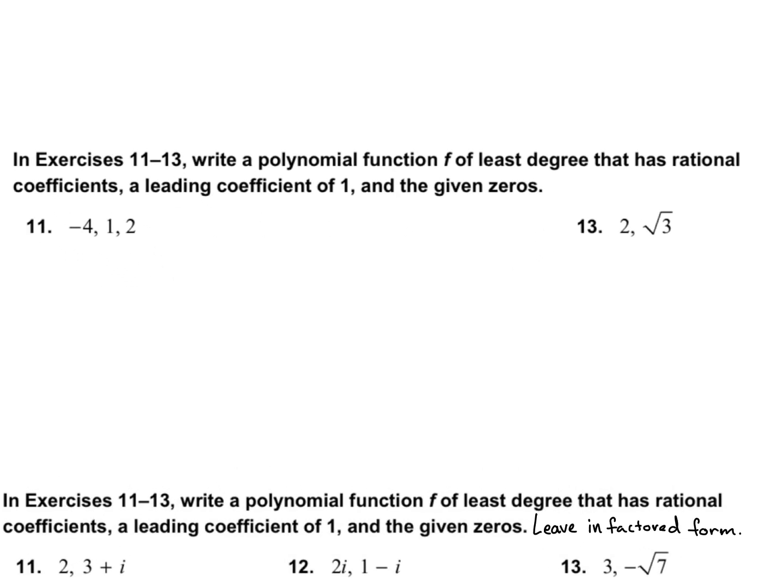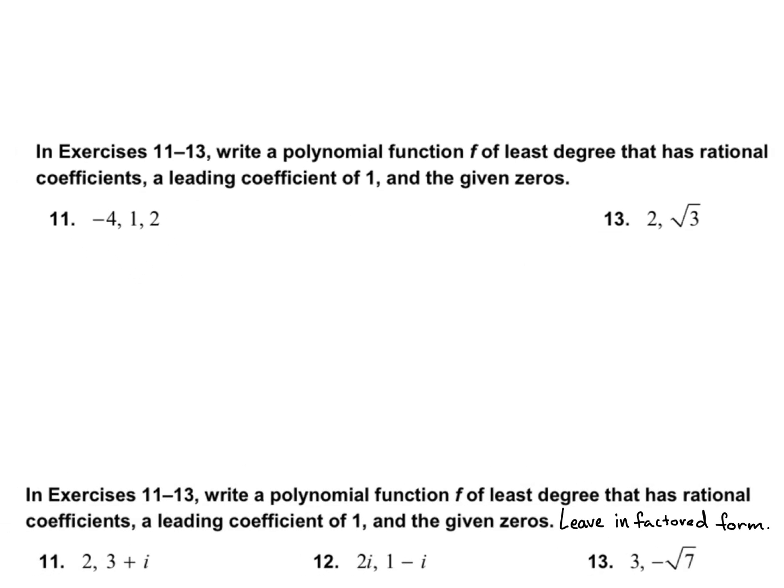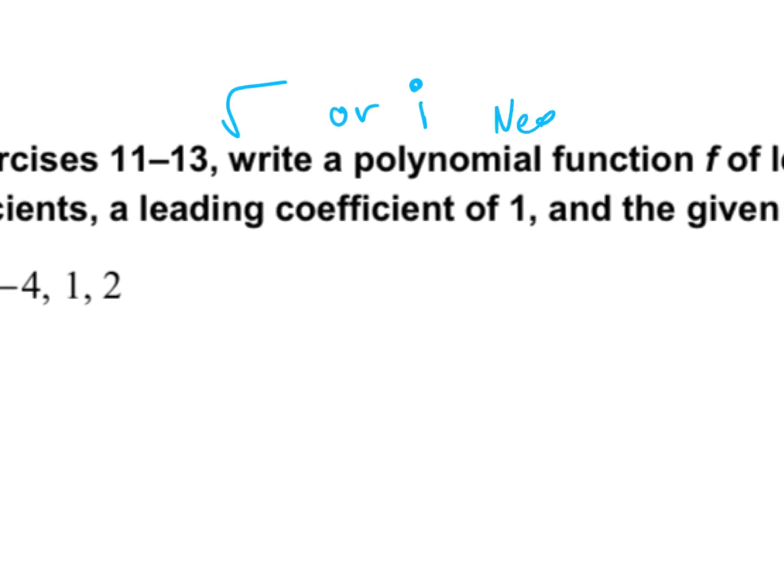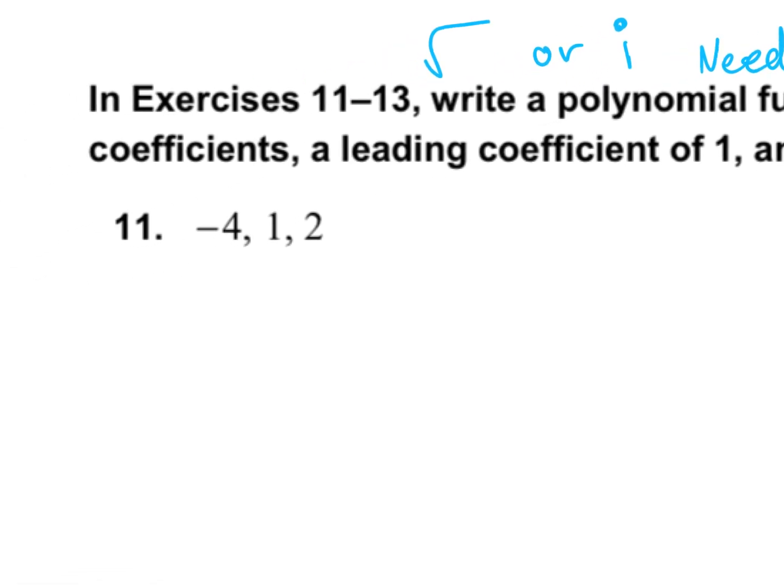Let's look at the next part. So 11 and 13 down at the bottom. Here we have to write a polynomial given the zeros. So we always have to remember, if it is a square root or an imaginary number, you need the conjugate pair. So these always need the pair. So in 11, am I missing any zeros? Do I have a square root? Do I have any i's? No, so I'm not missing anything. So these are just my 3 zeros.